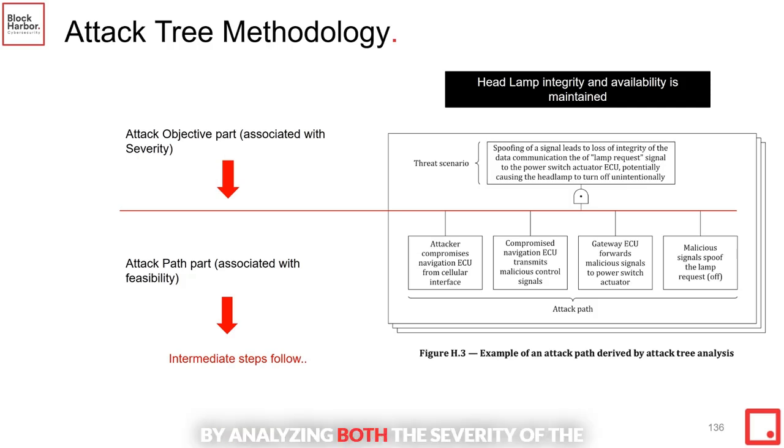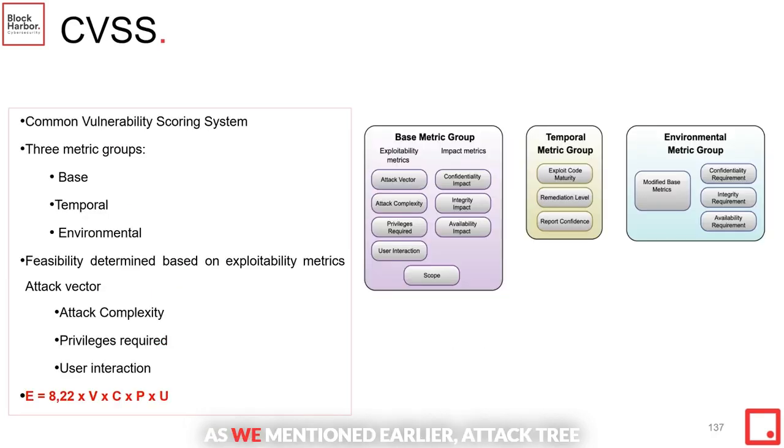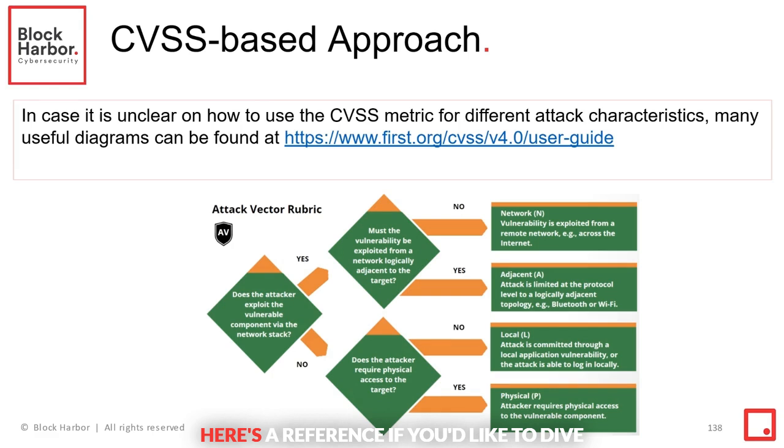By analyzing both the severity of the attack objective and the feasibility of the attack paths, we can better prioritize our cybersecurity efforts. As we mentioned earlier, attack tree methodologies generally use a CVSS-based approach to break down feasibility, determined based on exploitability metrics of the attack vectors. Here's a reference if you'd like to dive more into the latest CVSS version.